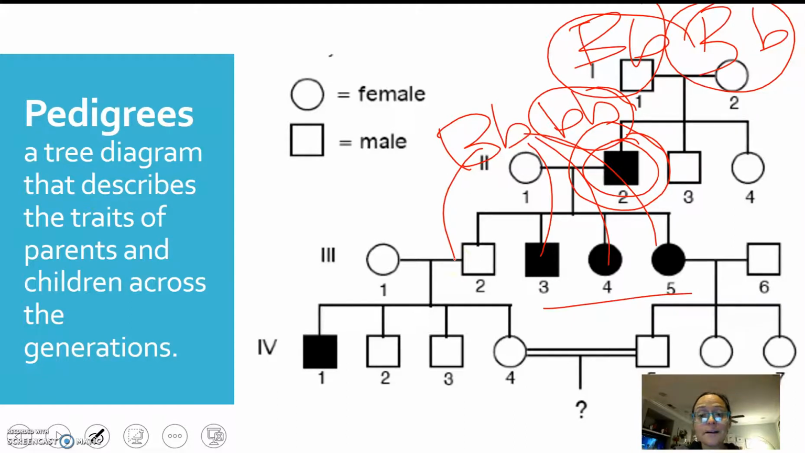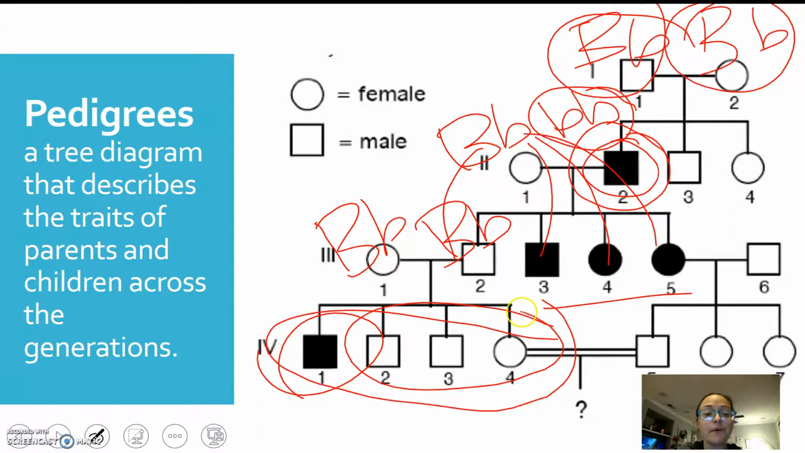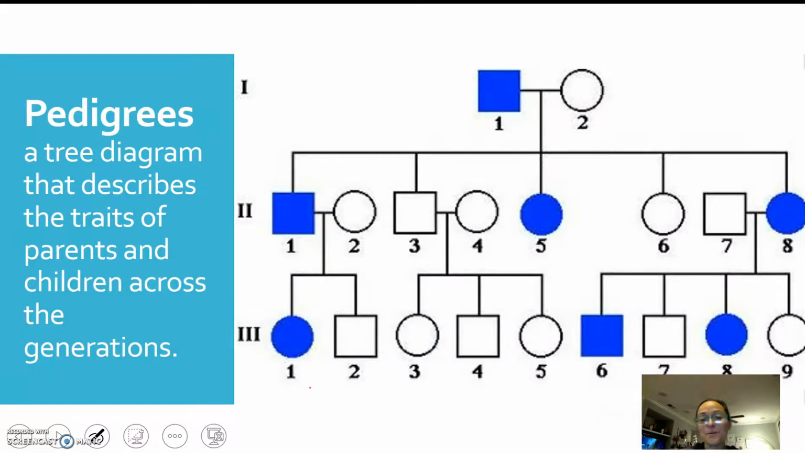So anyway, in pedigrees, we can follow the inheritance of traits. You could see out of these 4 children, only 1 has blue eyes. So that means that these parents would be like this. Oh, look at that 3-to-1 ratio. Okay. All right. So here's another pedigree.